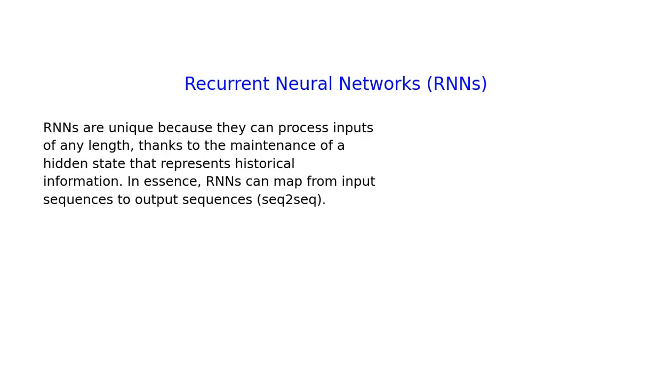Let's get started. RNNs are unique because they can process inputs of any length, thanks to the maintenance of a hidden state that represents historical information. In essence, RNNs can map from input sequences to output sequences.